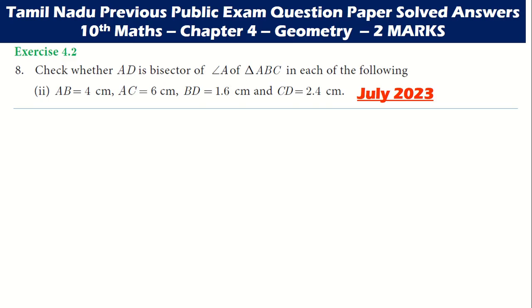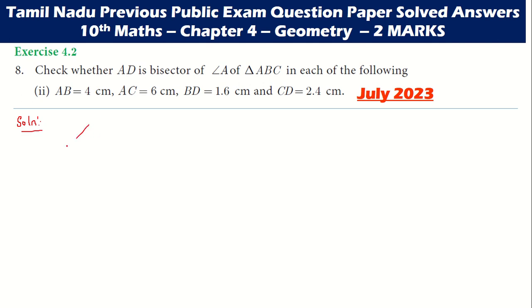Check whether AD is the bisector of angle A of triangle ABC in each of the following, where AB is equal to 4 cm, AC is equal to 6 cm, BD is equal to 1.6 cm and CD is equal to 2.4 cm. இப்போ நம்ம அதை சால்வ் பண்ணுறோம்.